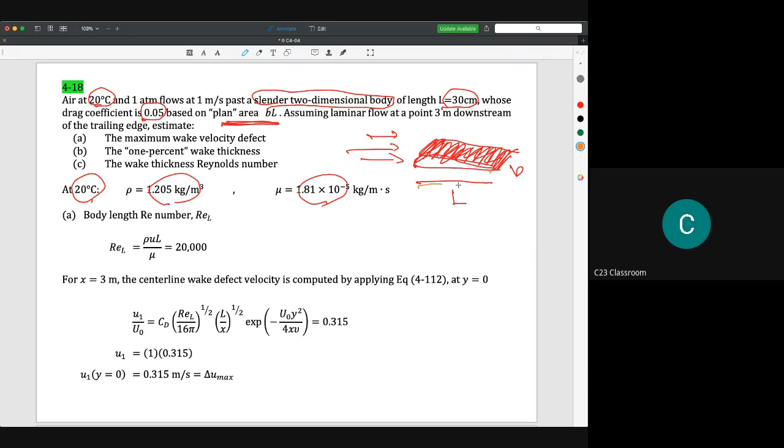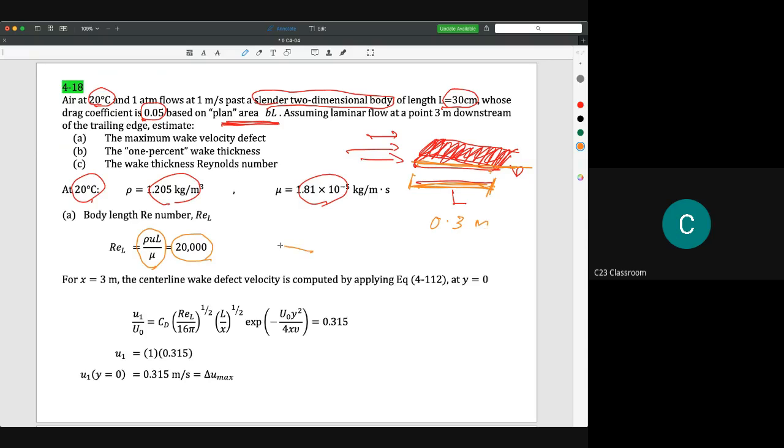So we take L here as our dimensional parameter. We use rho U L over mu. We substitute the values, and we get around 20,000. For x equal to 3, meaning from the center line here, the length, okay, is actually 0.3 meters.